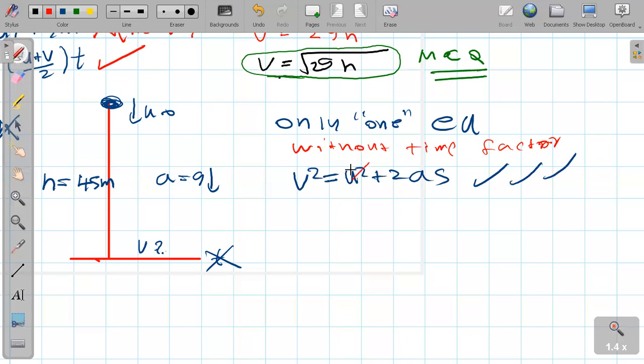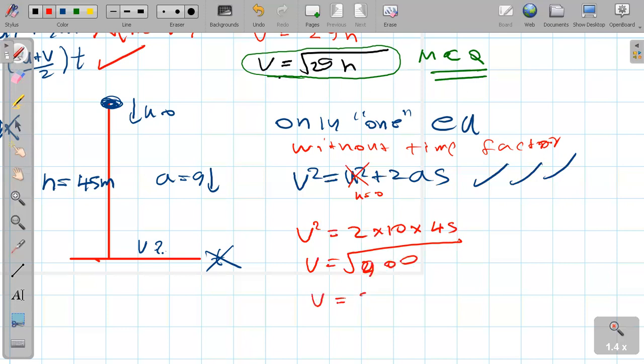Here u is 0, can cancel off because u equals 0. V square equals 2 times 10 times 45. Just leave it. So I may write like 2 times 90. It's like 900. What is the square root of 900? It is 30 meters per second moving downwards. Right.